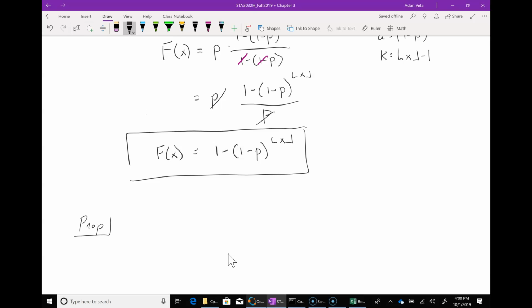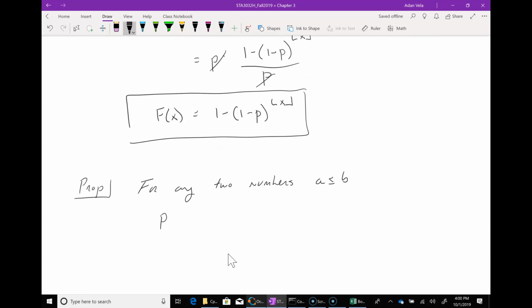because it has one of the following properties. So for any two numbers A less than B. Actually, we can say less than or equal to B. The probability that a random variable x is between A and B is equal to the CDF of B minus the CDF of A minus.